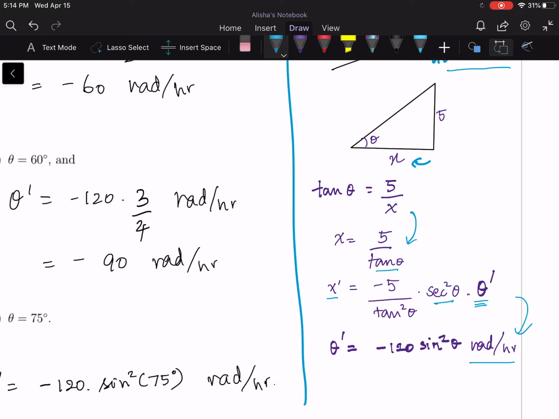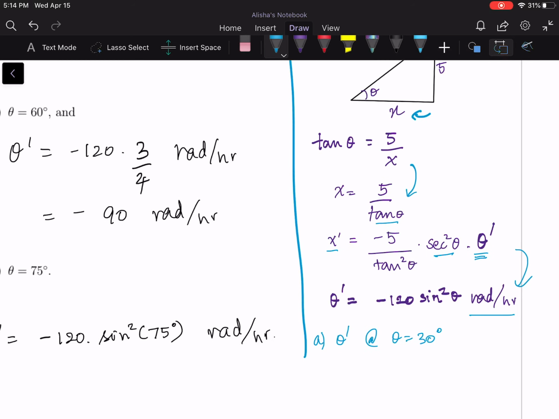All right, and so in part A, you're going to have to figure out what is theta prime at theta equals 30 degrees. And in part B, theta is 60 degrees. And in part C, theta is 75 degrees. So really, at this point, you've done all the heavy lifting already.